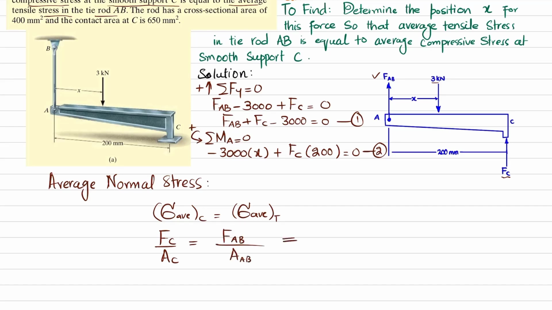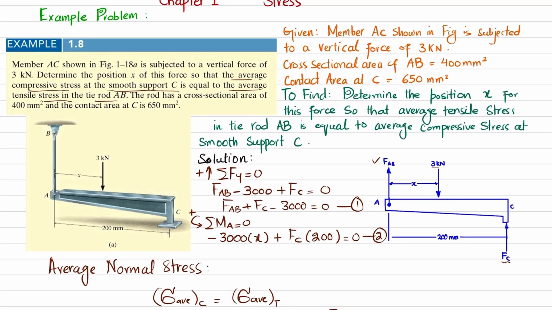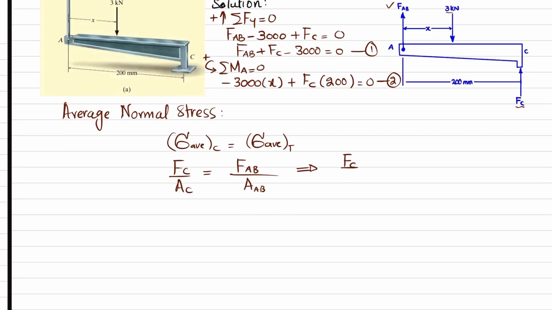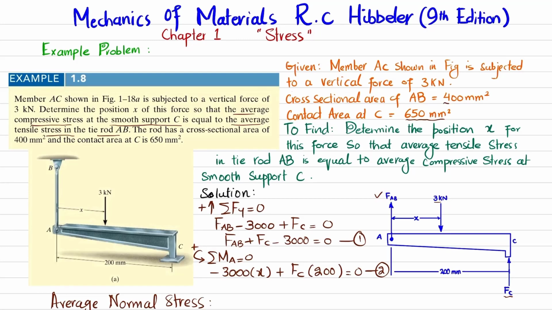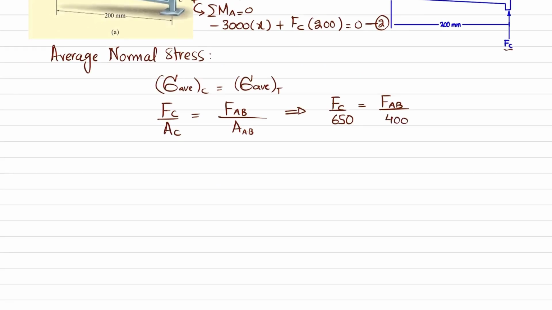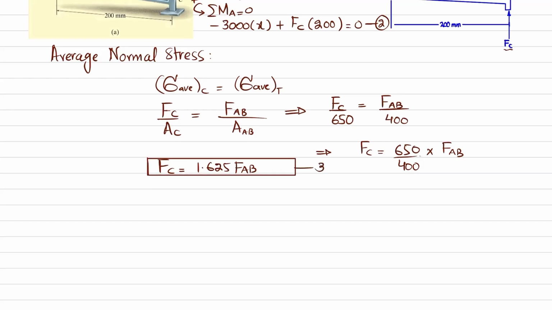So put the values in this equation. We do not have FC, so FC divided by its contact area at C, which is 650 square millimeter, is equal to FAB, which is also not known, divided by the cross-sectional area of AB, which is 400 square millimeter. So from this, what we will get, this FC will be equal to 650 divided by 400 multiplied by FAB. And when you solve this, you will get FC equal to 1.625 times FAB. This is your equation number 3.